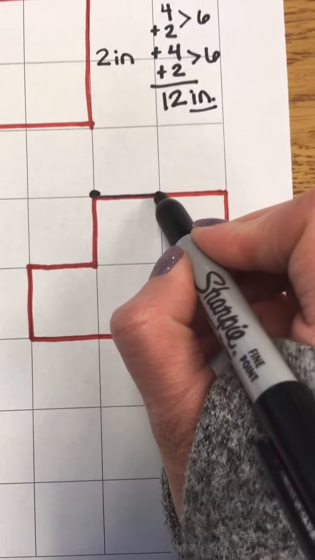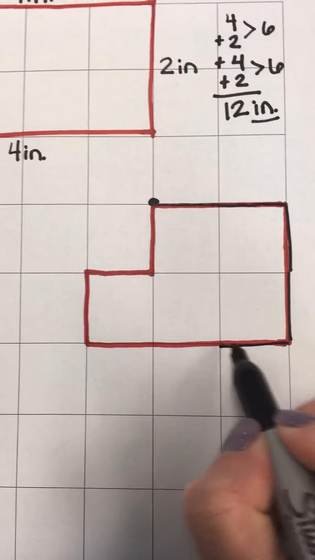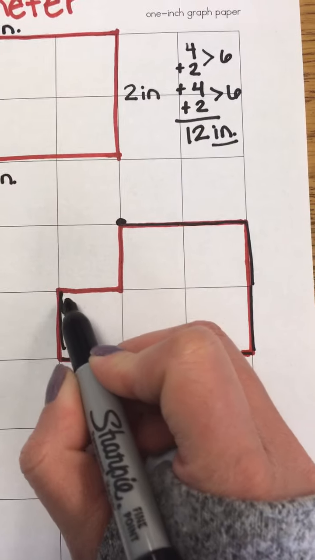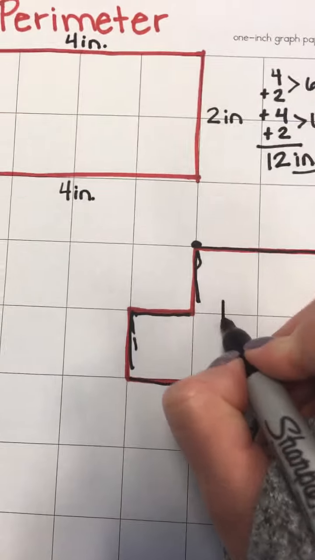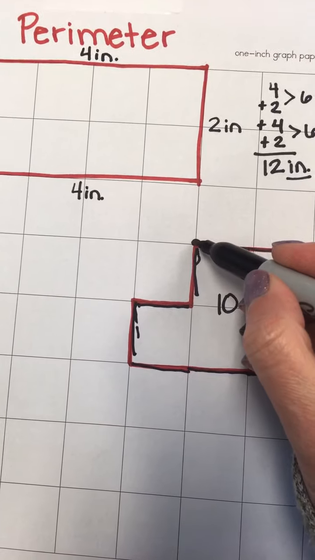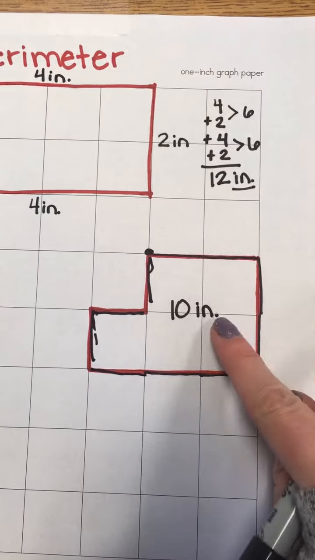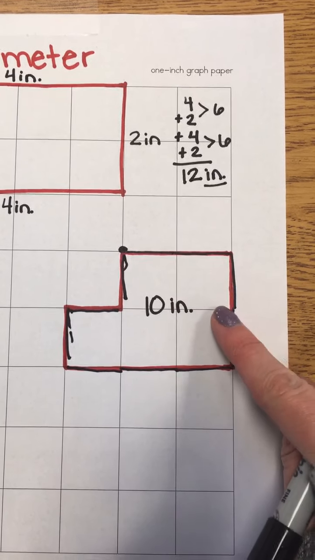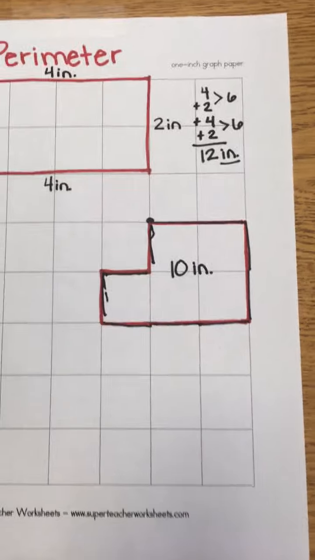So 1, 2, 3, 4, 5, 6, 7, 8, 9, 10. Okay, there are 10 inches to go from one part all the way around. We don't count the squares, we count the distance around the outside. So we have to count every unit around the outside in order to find our perimeter for that one.